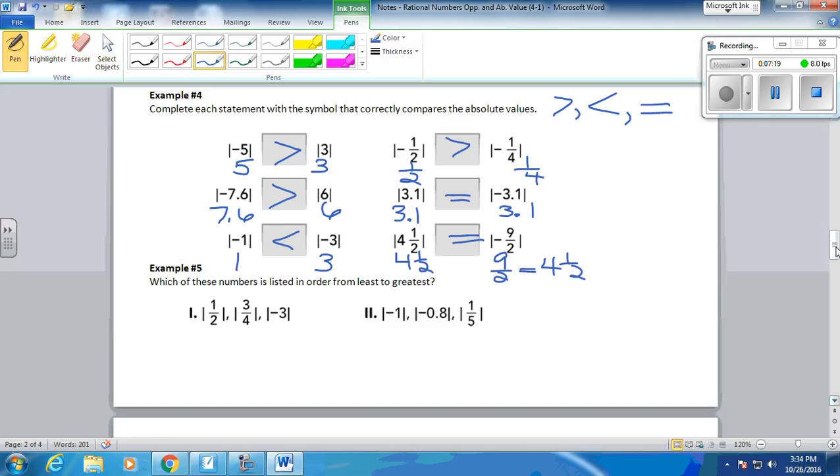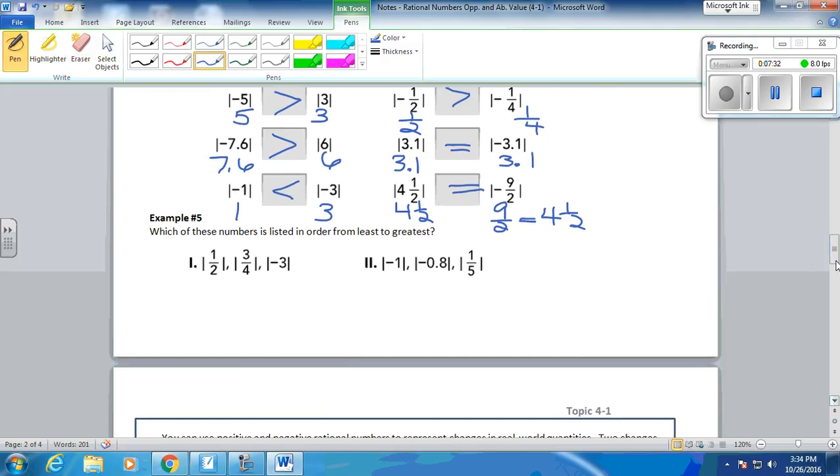For number 5, it says, which of these numbers is listed in order from least to greatest? Again, when students try to do these problems without showing work, that's when we usually make careless errors. So please be sure to show your work. I know it seems very simple, but it's also very simple then to make a mistake. So I want to go through and find the absolute value of all of these numbers. So I would have 1/2, 3/4, and 3. They're asking me to go from least to greatest. Always go back and check that. So the smaller number would actually just be 1/2, then 3/4, and 3.